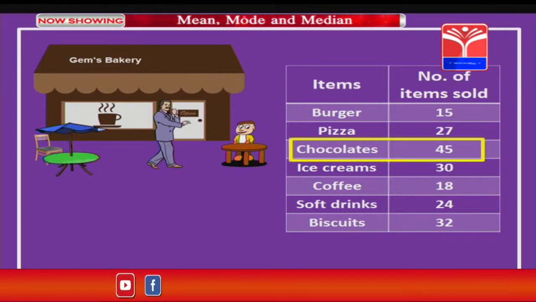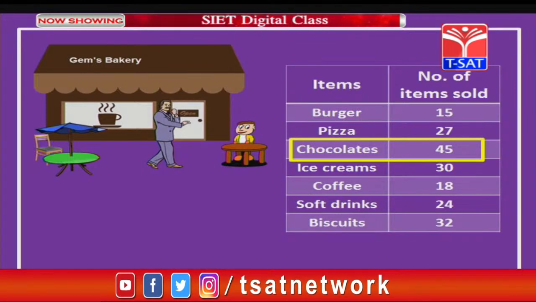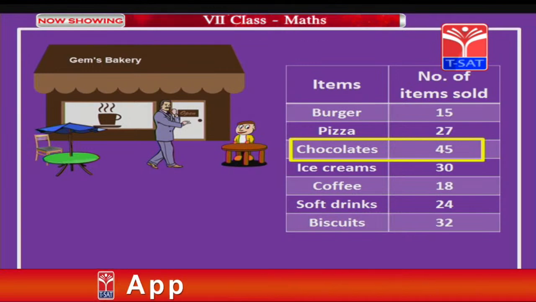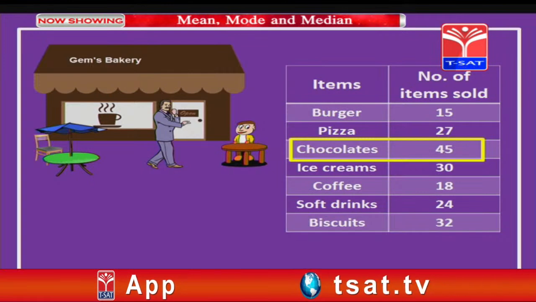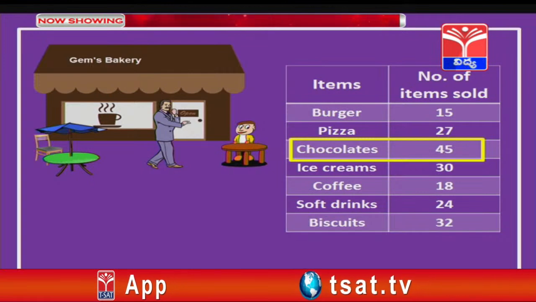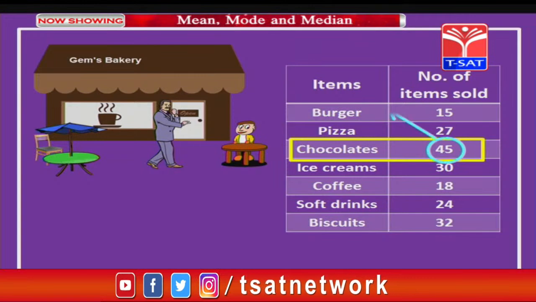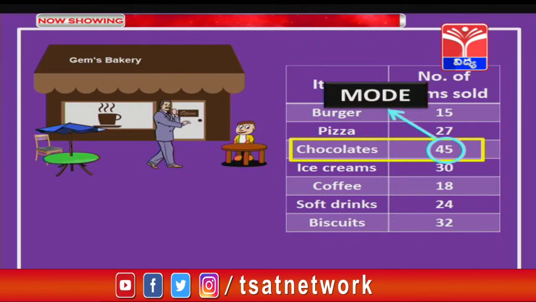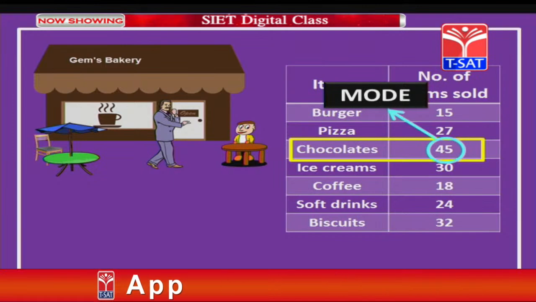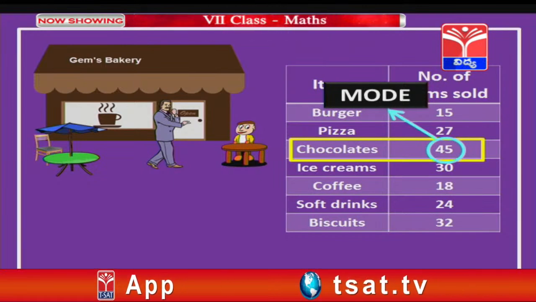Out of all these things, notice that chocolates are sold in more number. What is that number, children? Yes, there are 45 chocolates sold in a day. So, if the shopkeeper has more of these chocolates in his stock and less of other items, then he gets more profit. Now, this 45, which is repeated more number of times, is called the mode of the data. So, your mode is what? Chocolates, because chocolate is repeated 45 times.